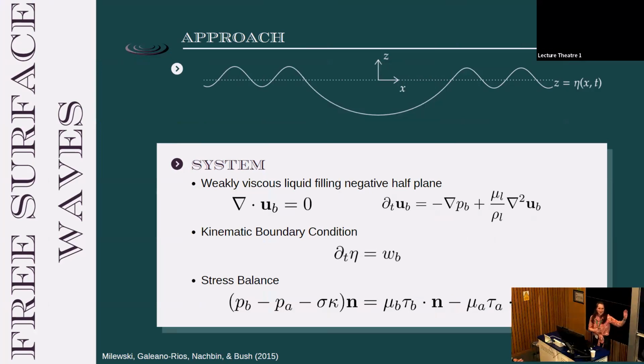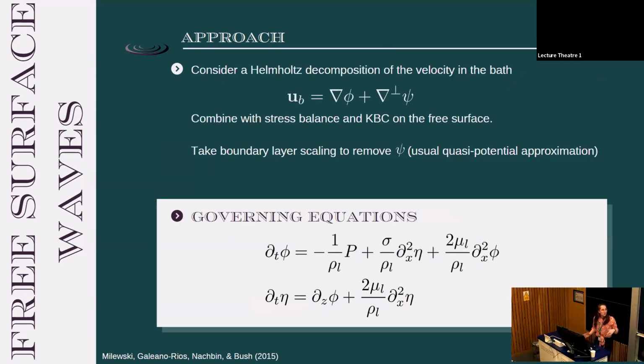So we're going to follow basically the methods prescribed in the paper that he was talking about. So we start with a weakly viscous liquid filling the negative half plane. And we also have, again, kinematic boundary and stress balance that are prescribed like this, where P_A is the air pressure above, P_D the pressure below, and surface tension as well. By doing the Helmholtz decomposition, and combining with stress balance, you want to just eliminate that psi, and just have evolution equations for the phi and the eta, so the velocity potential and the free surface.